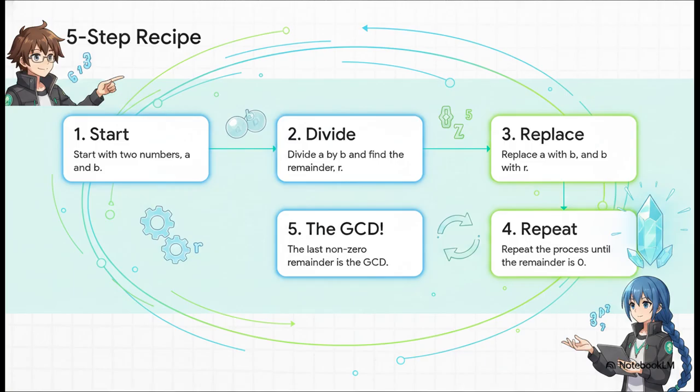Okay, so the recipe is just a simple loop. Here's how it goes. Step 1, you take your two numbers. Step 2, you divide the bigger one by the smaller one. Now, you only care about the remainder. Step 3, this is the magic part. You throw away the big number, and your new pair of numbers is the smaller number from before and your new remainder. And then you just repeat. You do that again and again until your remainder is 0. And the moment that happens, the last remainder you got that wasn't 0, boom, that's your GCD.